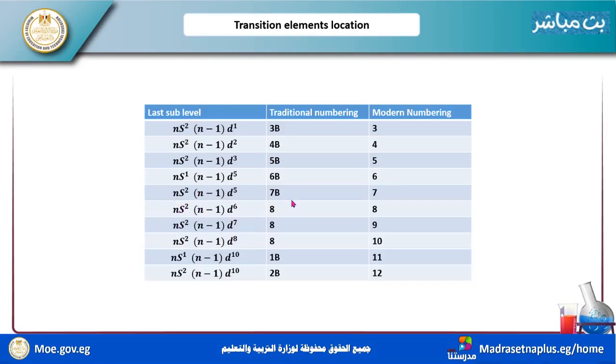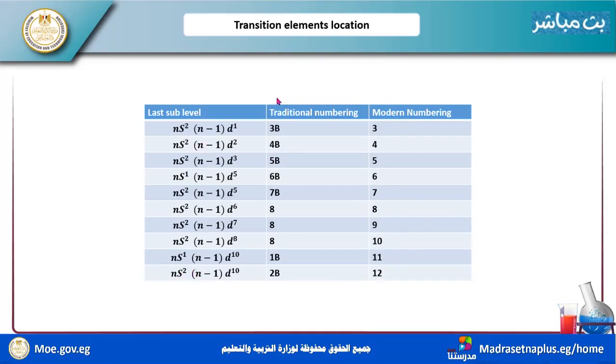These electrons here, this is 7, 8, 8, 8, because these elements are very similar in their properties, like iron, cobalt, and nickel. 8, 9, 10, this is the column of the periodic table. This is the number of columns in the periodic table. ns1, (n-1)d10, 1B, ns2, (n-1)d10, this is the group 2B, or 12.